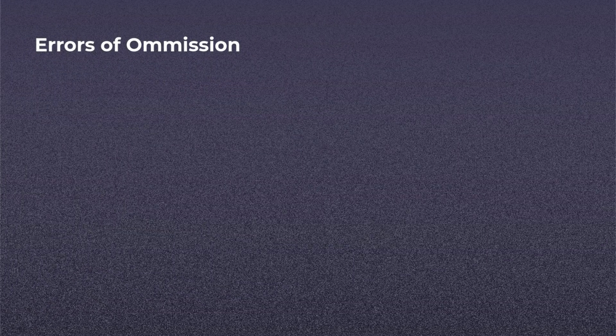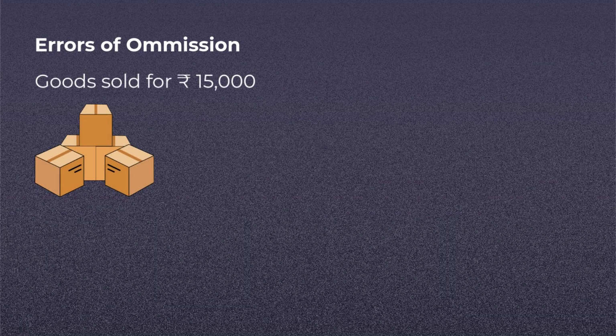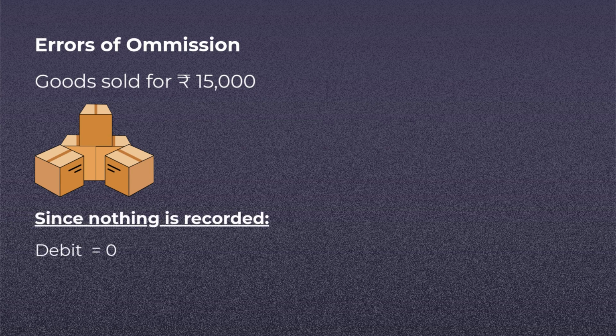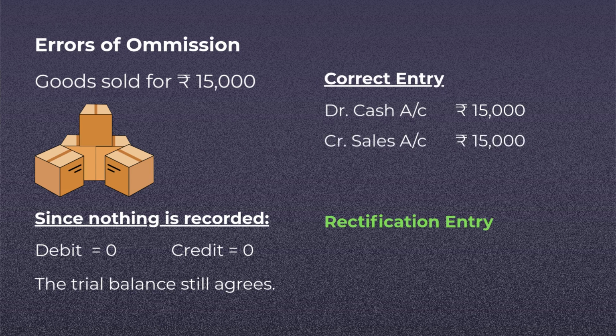Imagine goods sold for rupees 15,000, but the transaction is not recorded at all. Since nothing is recorded, debit is equal to 0 and credit is equal to 0. So, the trial balance still agrees. Correct entry would be debit cash account, credit sales account. And the rectification entry for this would obviously be the same, that is debit cash account rupees 15,000 and credit sales account rupees 15,000.